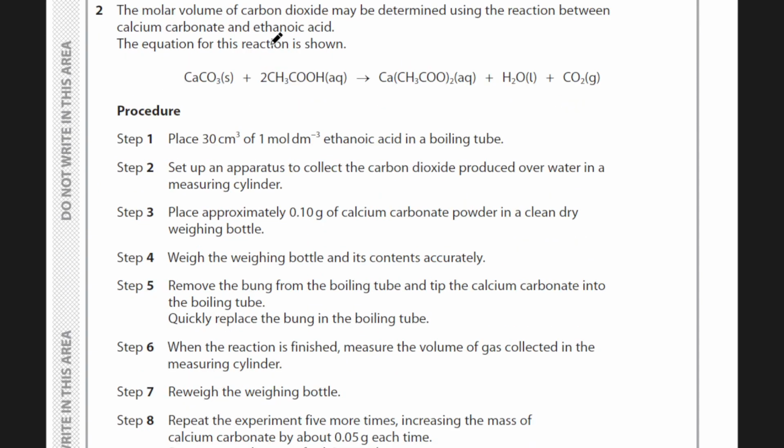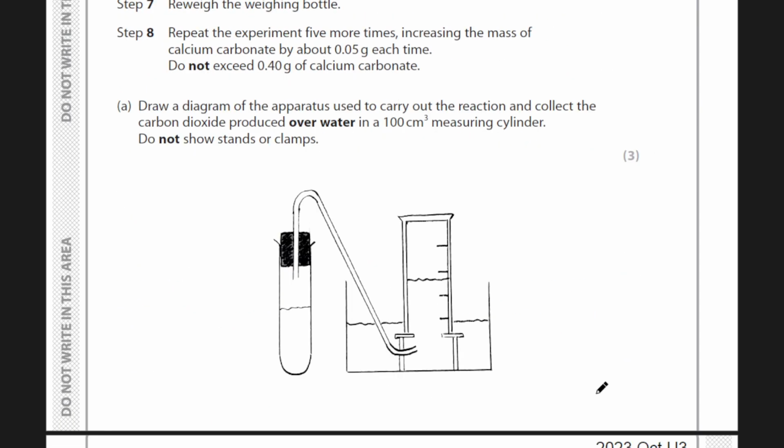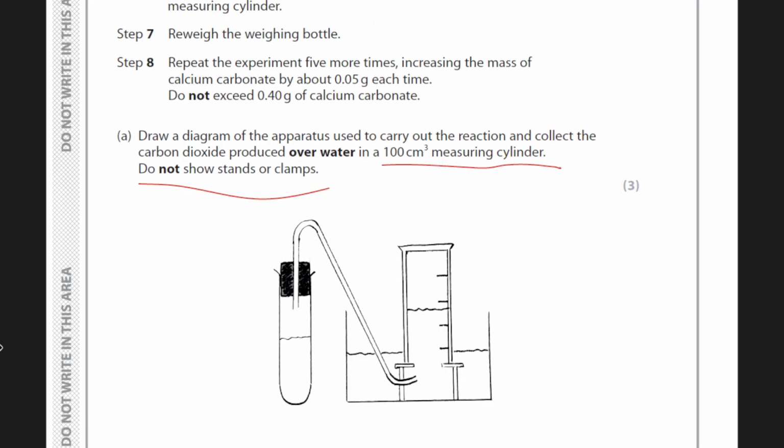Now, the molar volume of carbon dioxide may be determined using the reaction between calcium carbonate and ethanoic acid, because obviously carbon dioxide is produced in this reaction. This is the process. They said here, draw a diagram of the apparatus which is used to carry out the reaction and collect the carbon dioxide produced over water in a 100 cm cubed measuring cylinder. Okay, so this is basically the over water method.